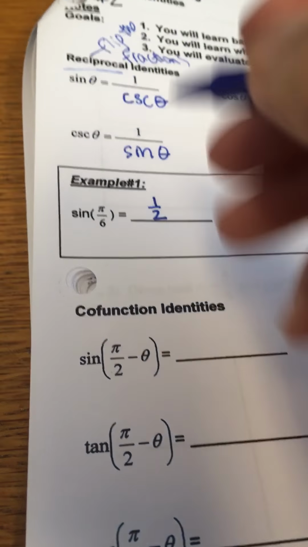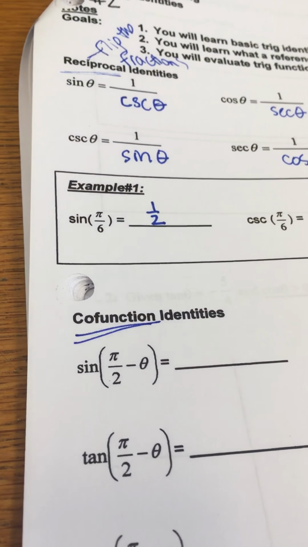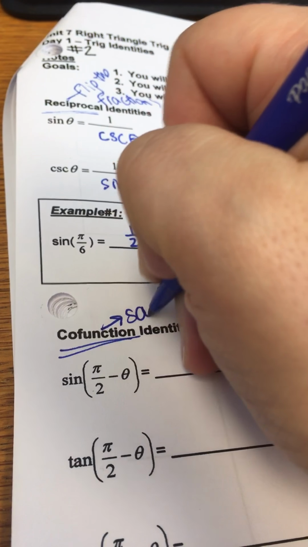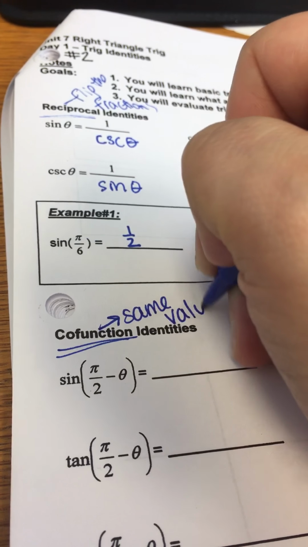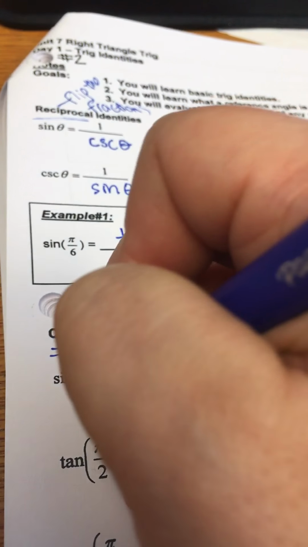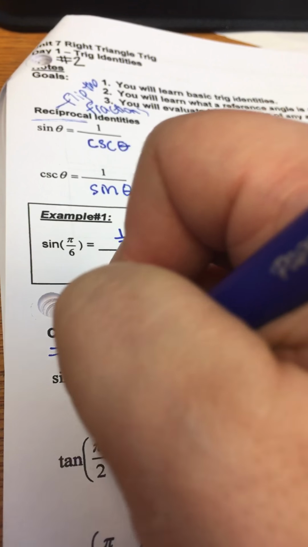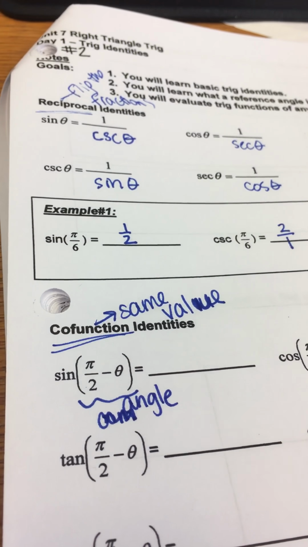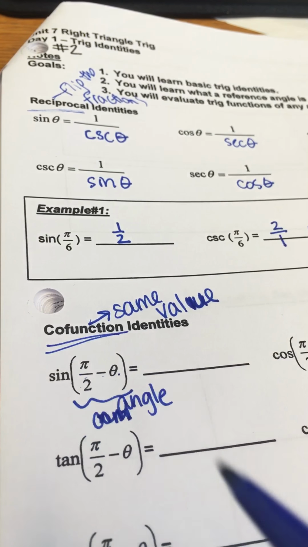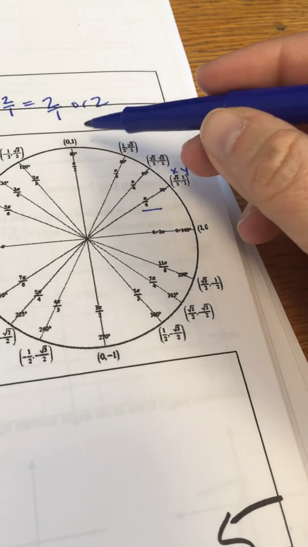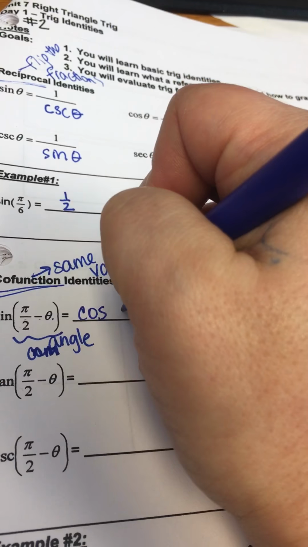Cofunction identity. This is stuff where we touched on it right at the end of the last unit, where you had the same value. So functions are at the same value at their complement. So we're looking for an angle where they're the same. So sine of 90 minus theta, so sine of some degree measure between 0 and 90, is the same as cosine of theta.